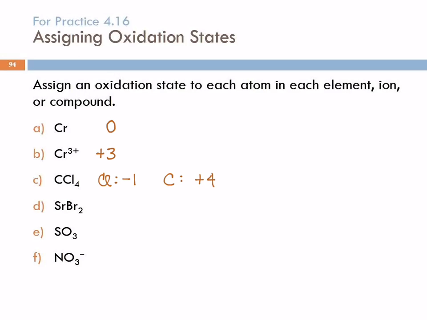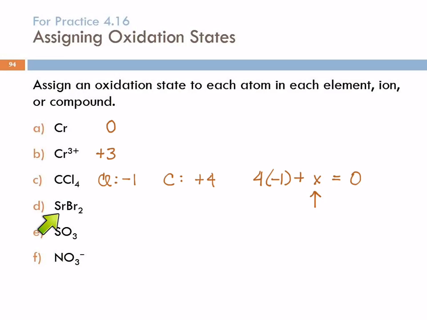How did you get 4? I got 4 because I know that I've got 4 with a -1 oxidation state, and these have to add up to 0. So I need to figure out what X is. X is the carbon. Has to be +4. Any other questions?